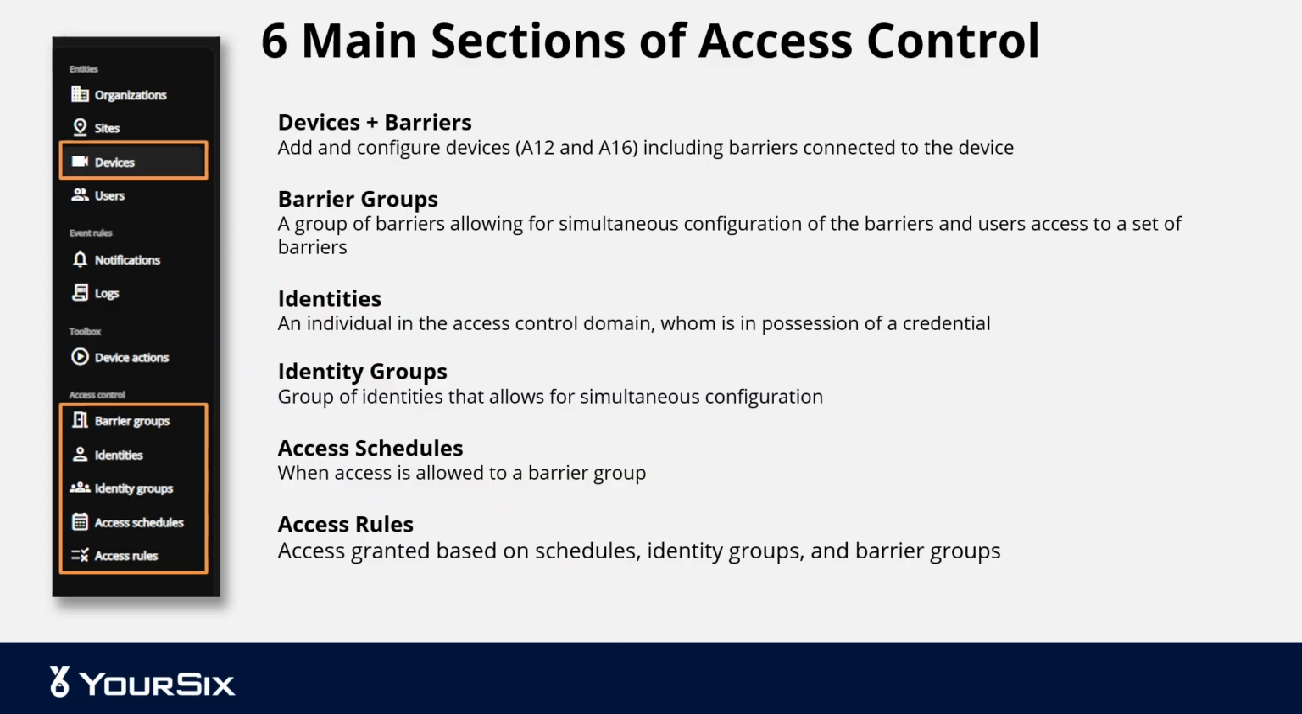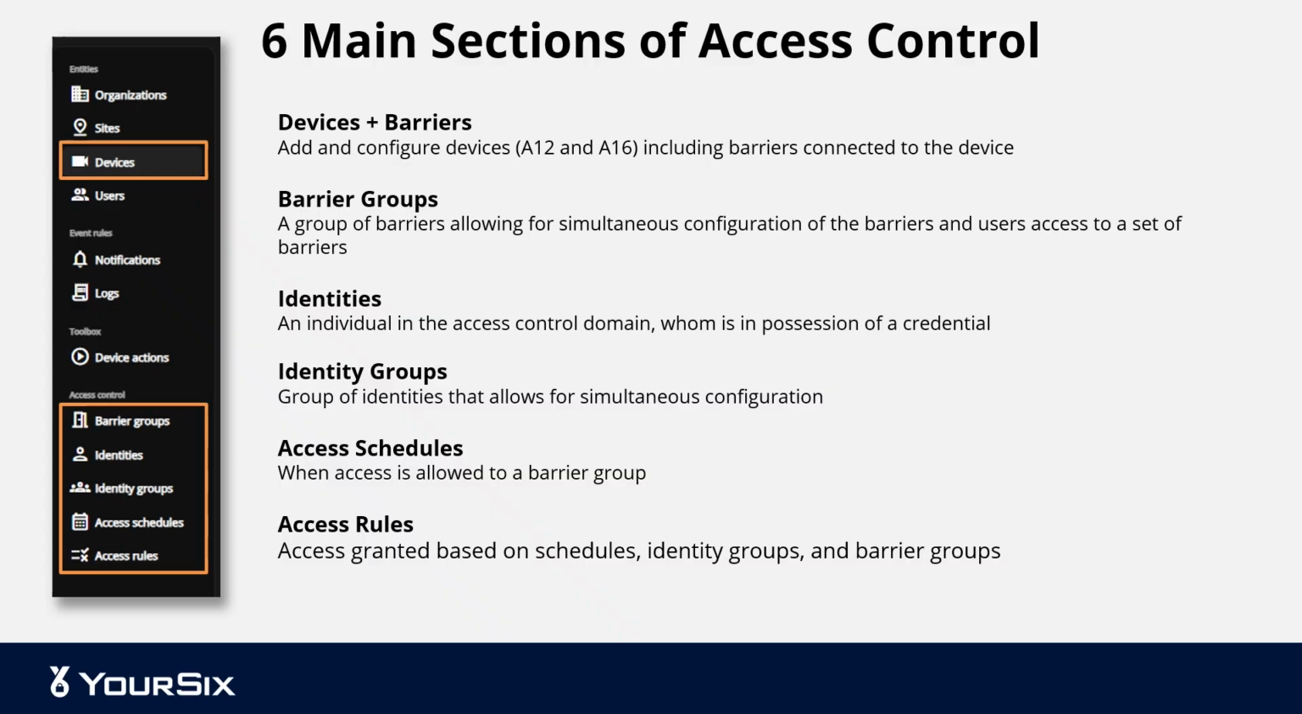Now, in the next section, let's talk briefly about where you can actually see all of the access control configuration pieces. Along the top of the screen, and you'll see in the following videos when we walk through the actual steps, under the configuration section, you will see a list of what you've traditionally seen: organization, site, devices, users. But now there's a bottom section that does include access control. In this section, you're going to see things like barrier groups, identities, identity groups, access schedules, and access rules.